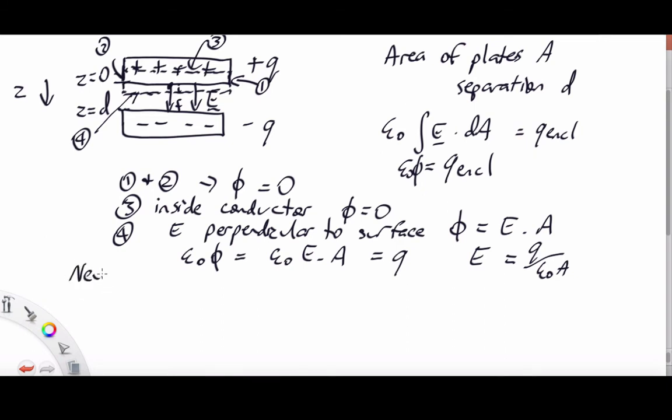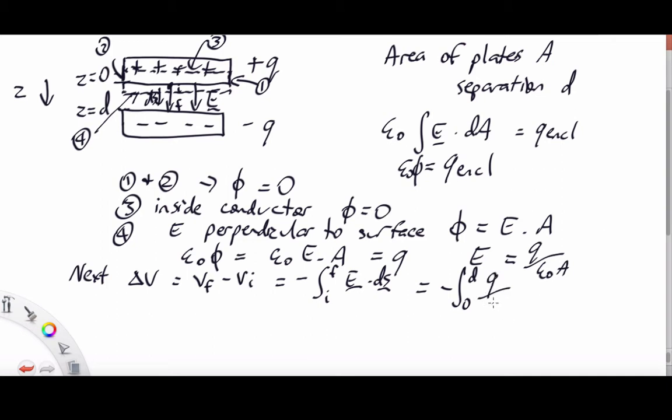Next step, we want the potential difference. So VF minus VI will be minus the integral from I to F of E dot ds. Now, the path our ds is taking is, of course, in that z direction from the top to bottom. So that will be minus the integral from 0 to d of Q over E0 A, and that's in the z direction.